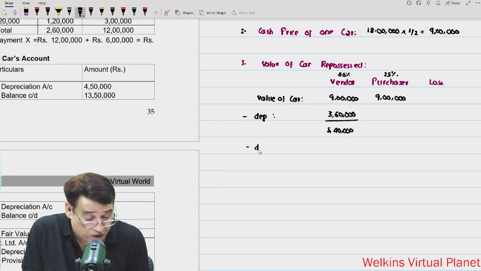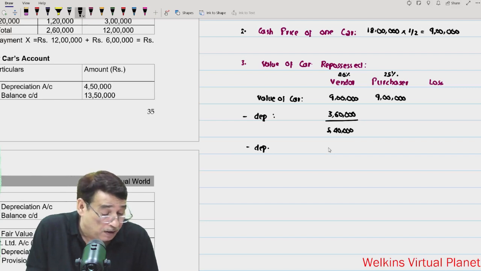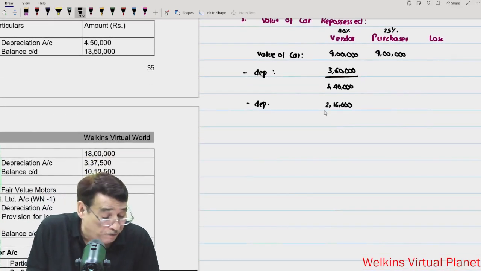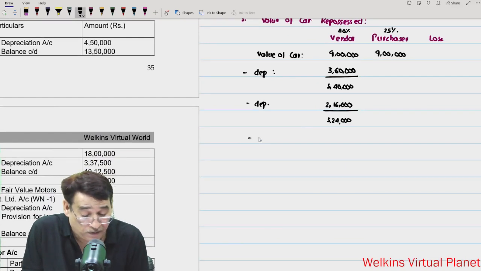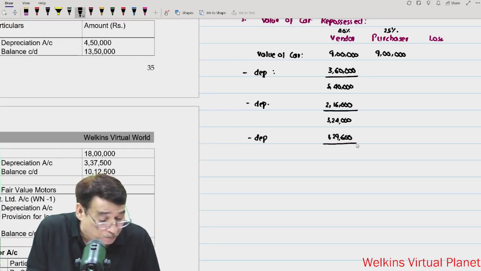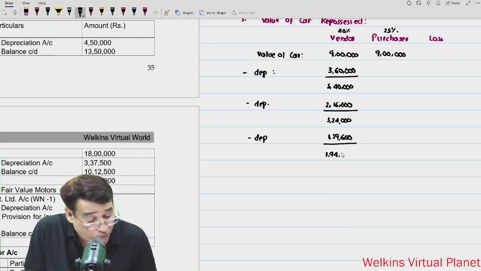Again, subtract depreciation at the rate of 40%. That will be equal to 2,16,000. Subtract 2,16,000 from 5,40,000 now. You will get 3,24,000. Then finally, 40% of 3,24,000 will be equal to 1,29,600. So this is the value at which repossession was done, 1,94,400.